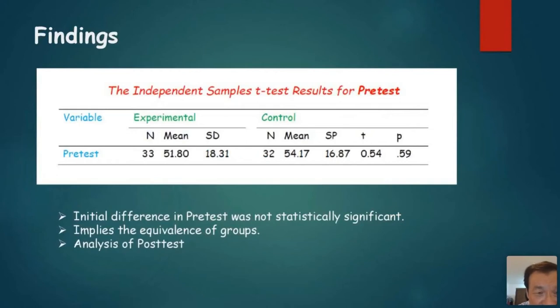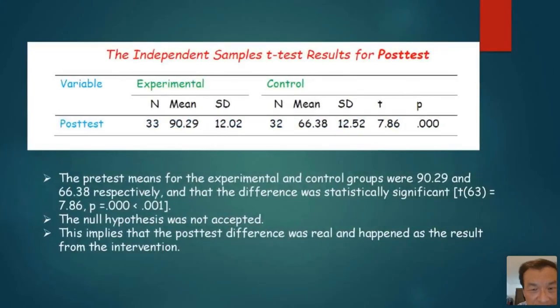And the findings. First of all, we do a pre-test. The pre-test here is just to see whether the two groups are equivalent or not. And we realize that it is not significant, and we can safely assume that both groups are actually equal in terms of their knowledge. And therefore, their post-test could be analyzed using an independent sample t-test, and we find that the experimental group achieved markedly higher as compared to the control group. And this implies that the post-test difference was real and happened as a result of the intervention, not because of other factors.